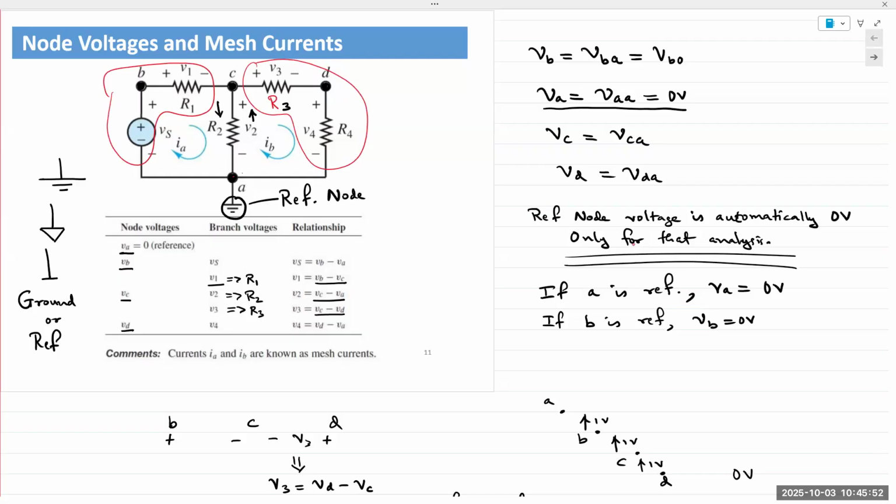You have the branch on the left, which has the voltage source and R1. You have the branch in the middle, which is R2. And we have a third branch on the right, which is R3 and R4. And that's it. Does that make sense, Daryl? Right?